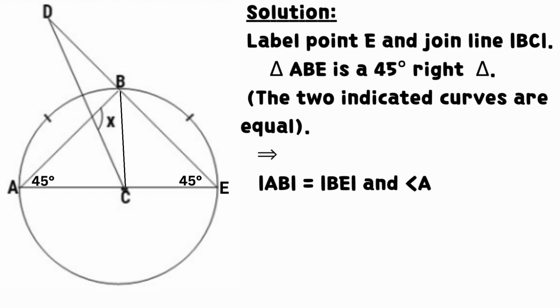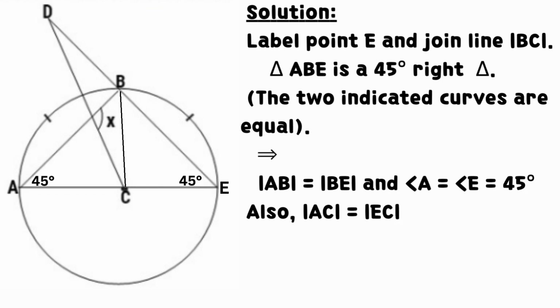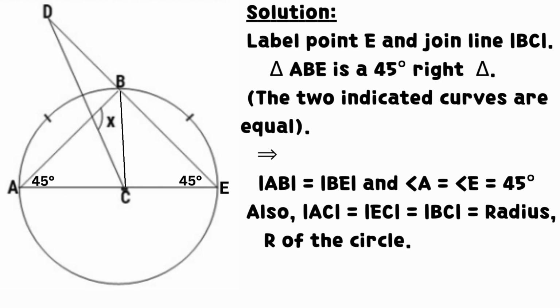It means that line A, B equals line B, E and angle A equals angle E, which equals 45 degrees. Also, line A, C equals line E, C that is equals to line B, C. Each of these lines is equals to the radius R of the circle.